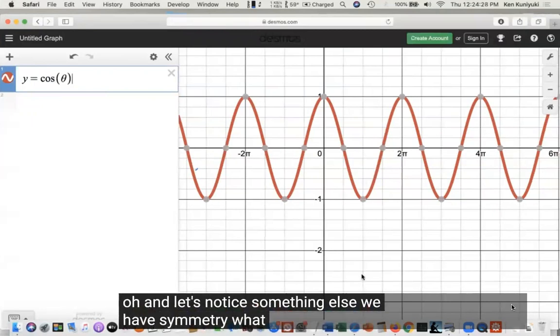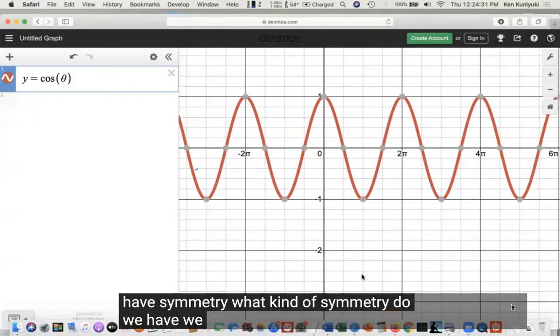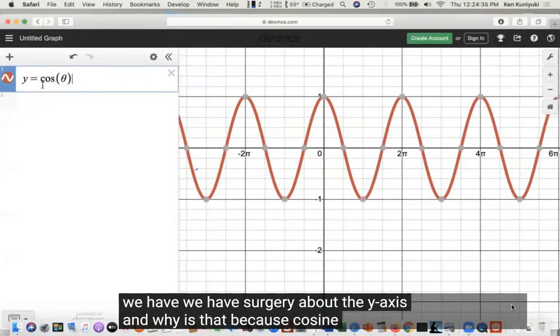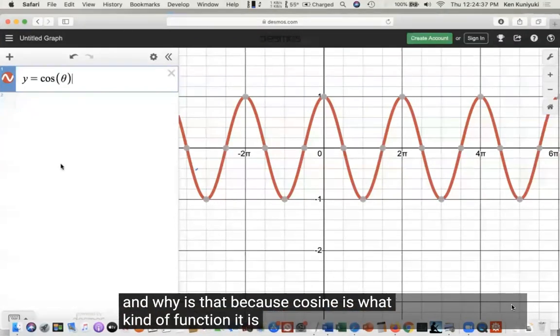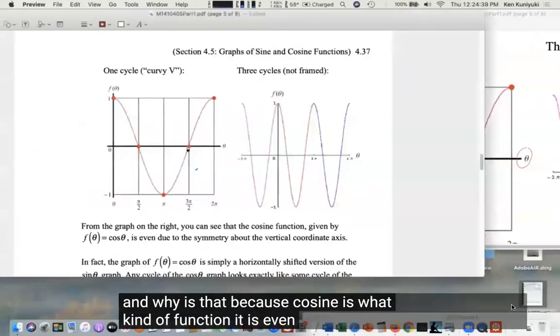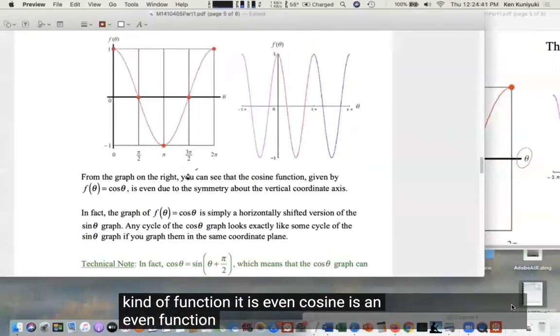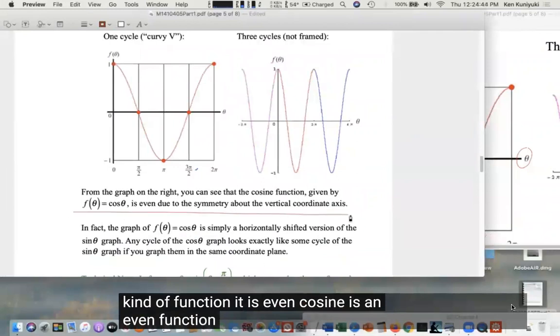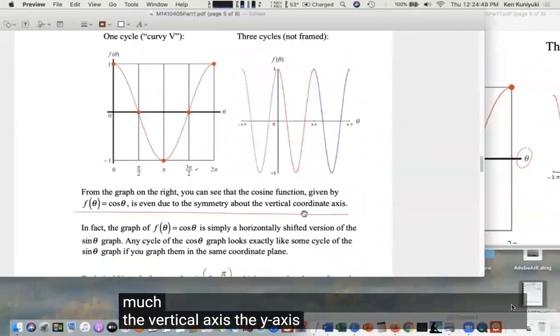Oh, and let's notice something else. We have symmetry. What kind of symmetry do we have? We have symmetry about the y-axis. And why is that? Because cosine is what kind of function? It is even. Cosine is an even function. Cosine is even. We have symmetry about the vertical axis, the y-axis.